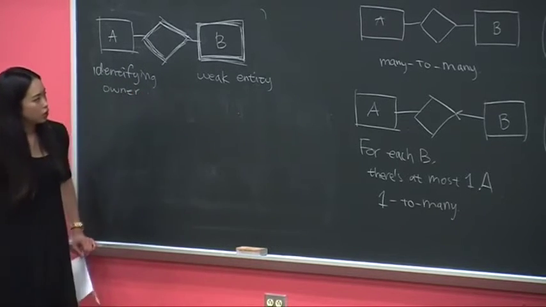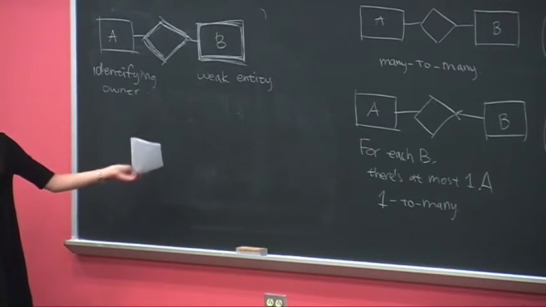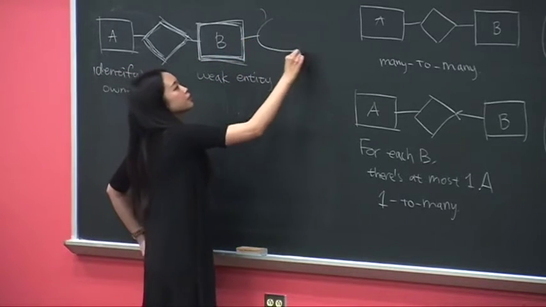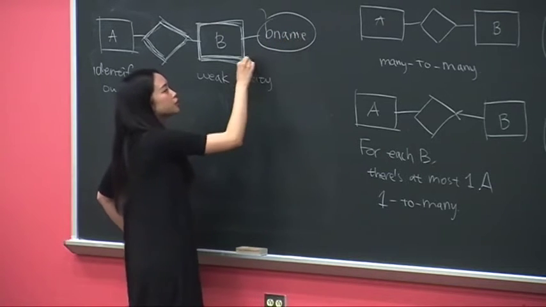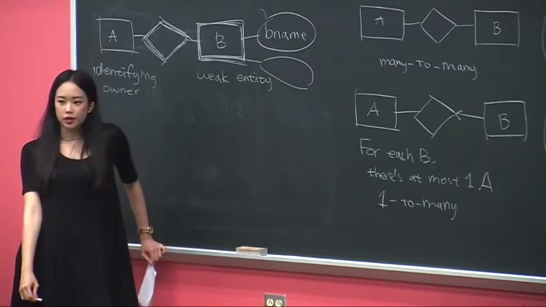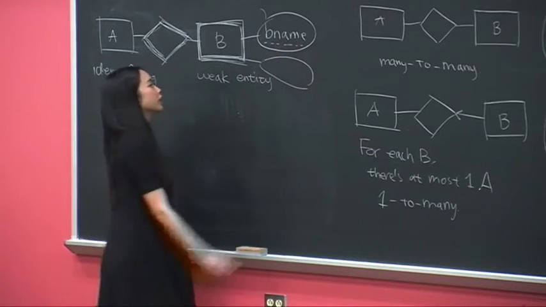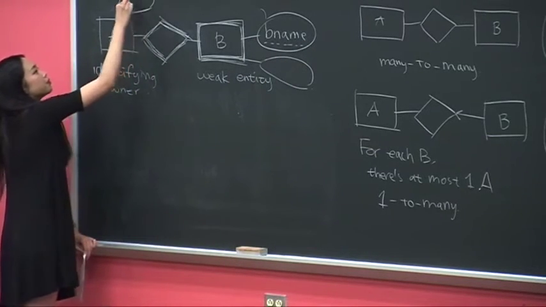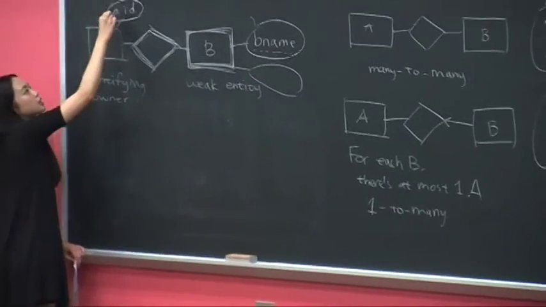For a weak entity, there will be one attribute we use to identify it. How do we denote that? This is like a name, and there are other attributes. How do we denote the one that we can use to identify the weak entity? Dashed underline. I didn't say before, but for a normal entity, it would just be a solid line.